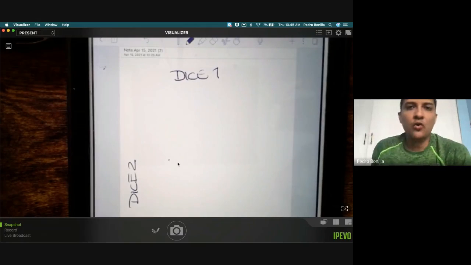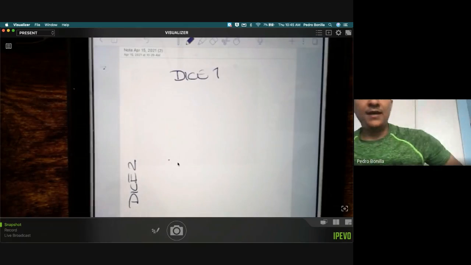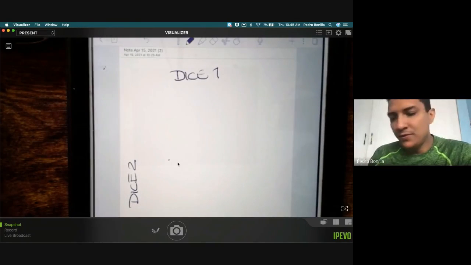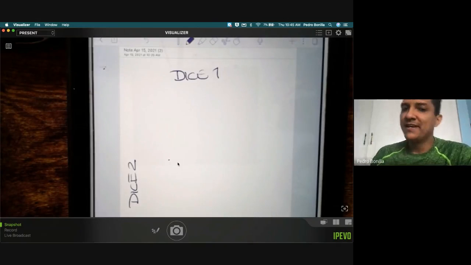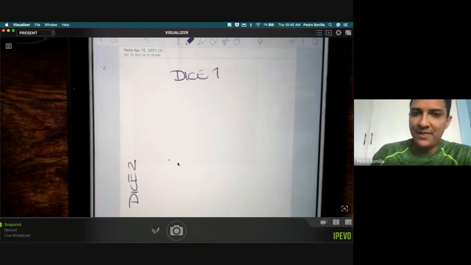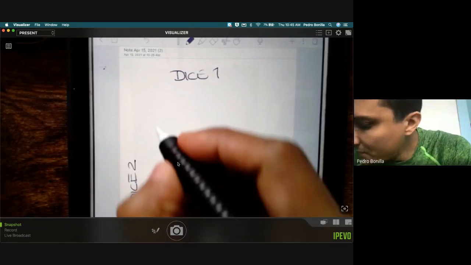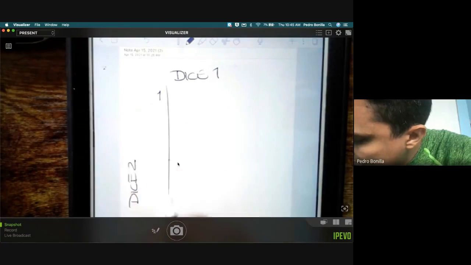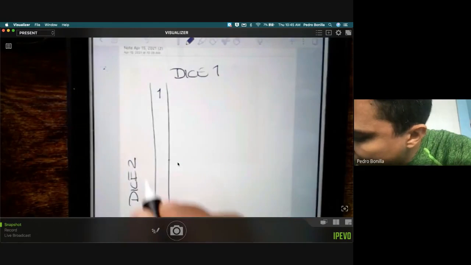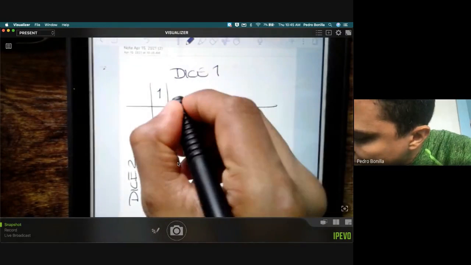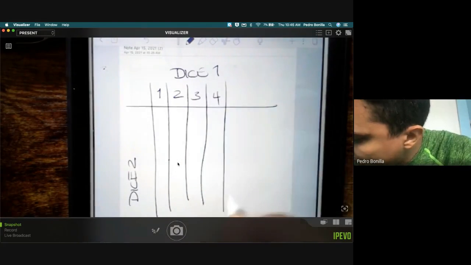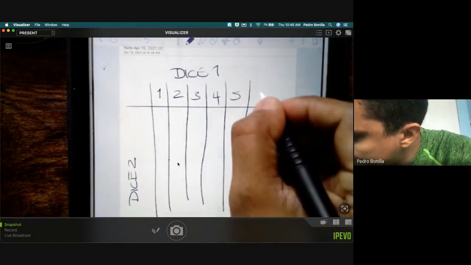Okay, so what I was saying is this. Now what I'm gonna do is write in columns the different outcomes dice number one has. So in dice number one we can get 1, notice that I'm writing it as columns, or 2, we can get 3, we can get 4, 5, or finally 6.